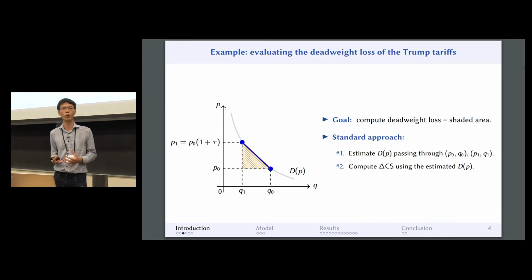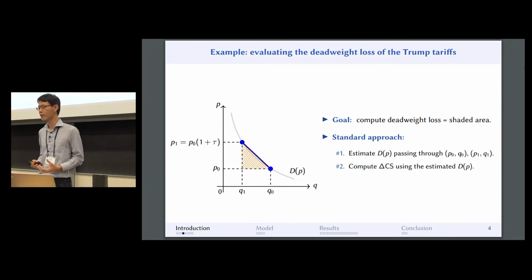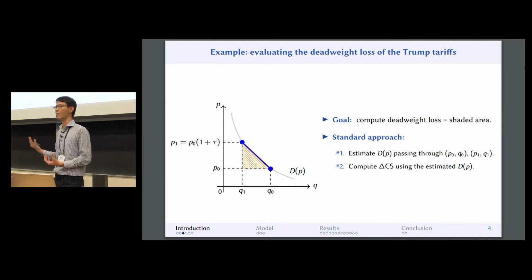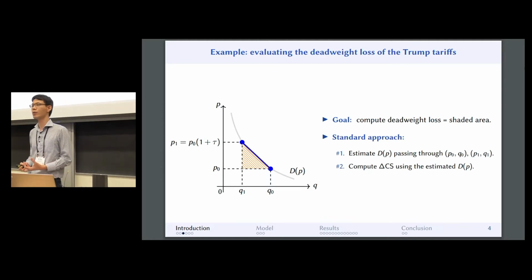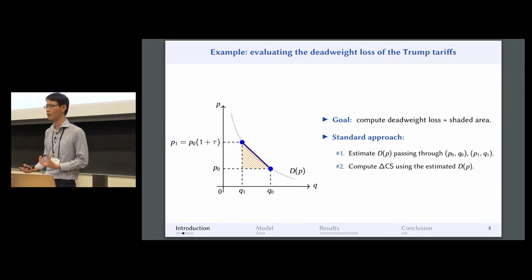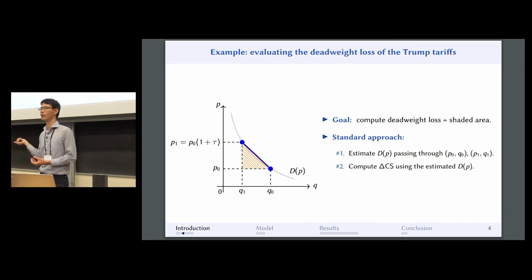So what is the standard approach that this empirical literature takes? Well, the standard approach takes 2 steps. The first step is to estimate this demand curve. So you assume some functional form for the demand curve. Say I assume that the demand curve is linear, and that this demand curve passes through these 2 points. Right? So you find the linear interpolation between these 2 points. And the second step is assuming that this is the actual demand curve, we compute the change in consumer surplus using the formula that I gave you on the previous slide. So you integrate this interpolation and you figure out what the change in consumer surplus is.